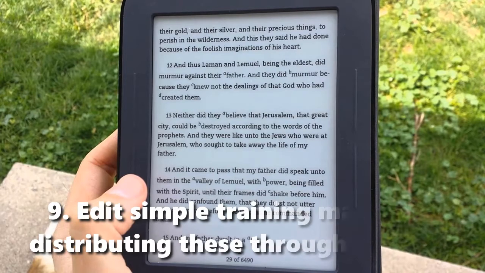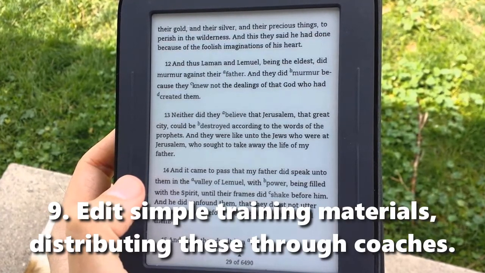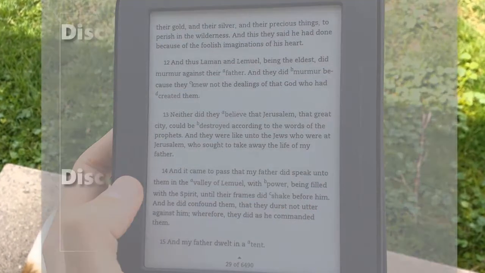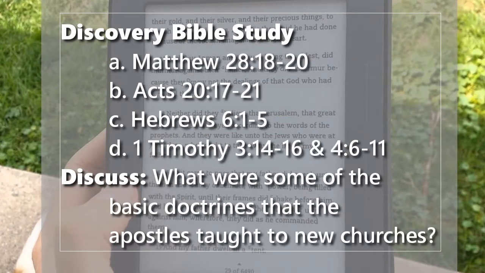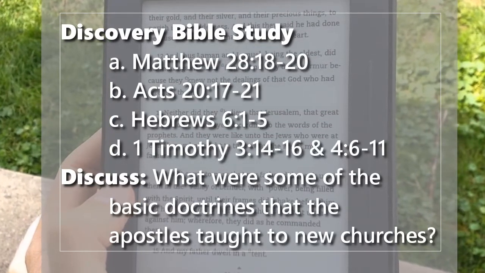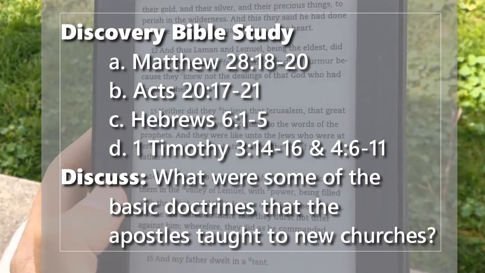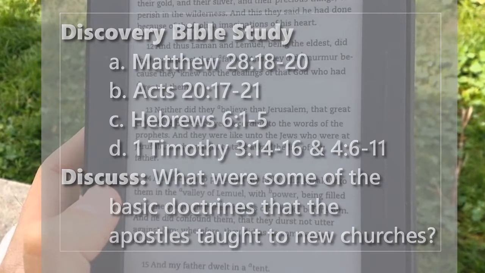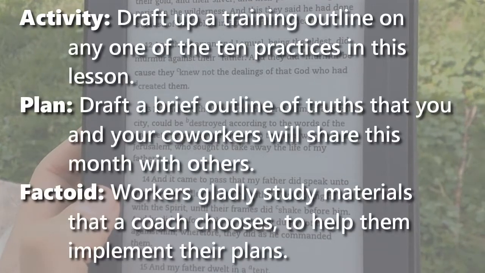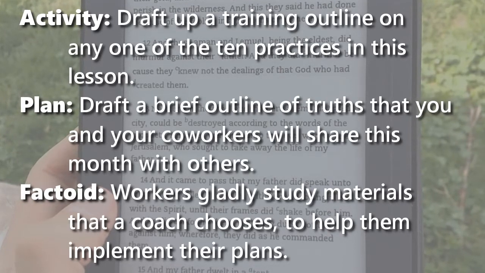Practice 9. Edit simple training materials, distributing these through coaches. Form tiny groups that read together these texts. Have them discuss and reply to the following query. What were some of the basic doctrines that the apostles taught to new churches? Factoid. Workers gladly study materials that a coach chooses to help them implement their plans.